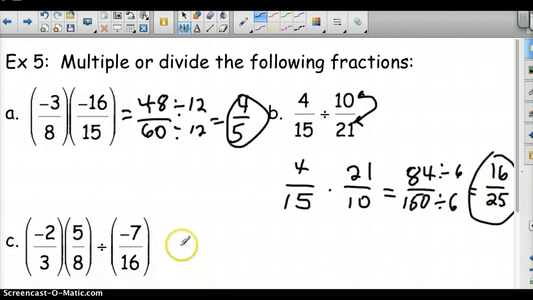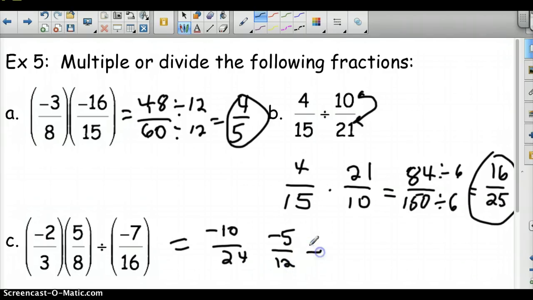That's reduced. Last one. We're going to start going left to right. We're going to multiply negative 2/3 times 5/8. Negative 2 times 5 is negative 10. 3 times 8 is 24. I can reduce that at this point if I want to, or I can just straight divide by the fraction. I'm going to reduce it to make my life a little easier. By dividing by 2 on top and bottom, that becomes negative 5/12.